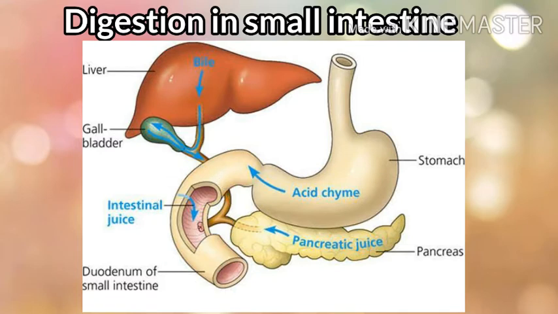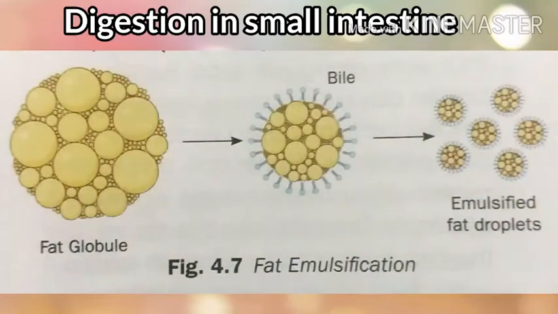Bile juice is secreted from the liver and stored temporarily in the gallbladder. Bile emulsifies fat present in the food. Emulsifying fat means breaking down of large fat or lipid globules into small lipid globules. Bile also provides an alkaline medium in the duodenum.